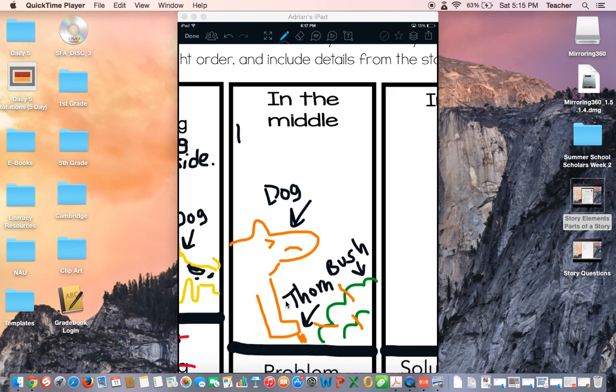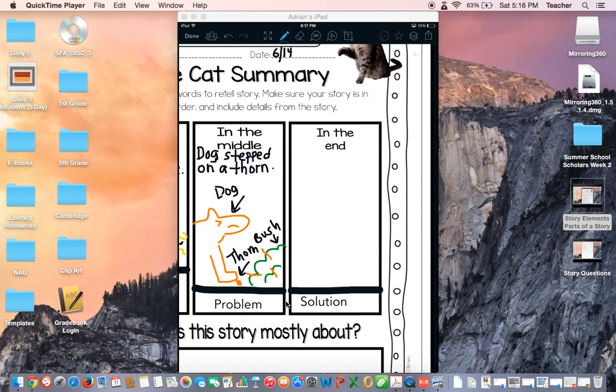In the middle, dog stepped on a thorn. That's not a very good T. On a thorn. Period. My last box, oops, I forgot to check off that I wrote about the problem.